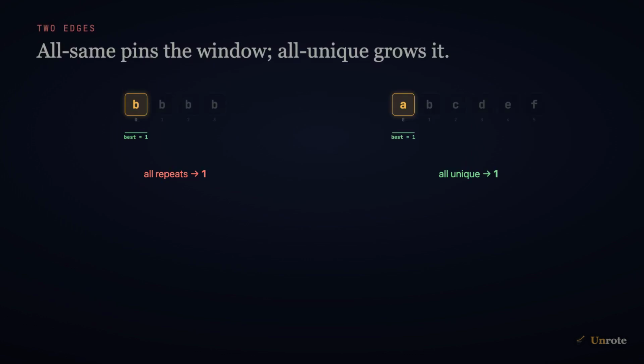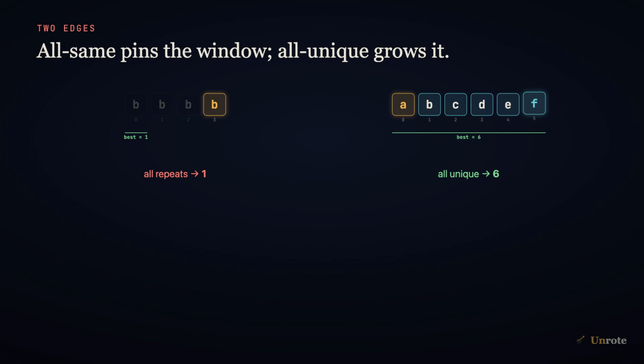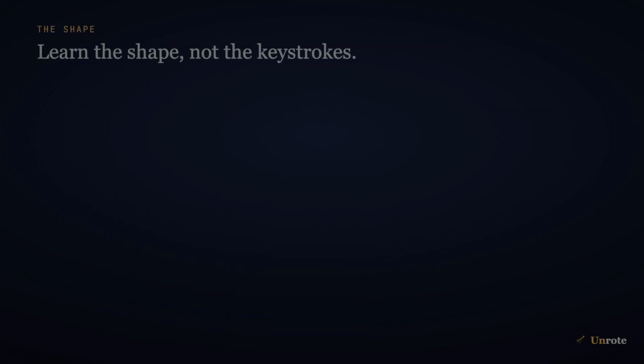Two edges worth seeing. If the string is one character repeated, the window is forced back to size 1 every single step, and the answer is 1. If the string has no repeats at all, the left end never moves, the window just grows, and the answer is the whole length. Here's the shape worth remembering.